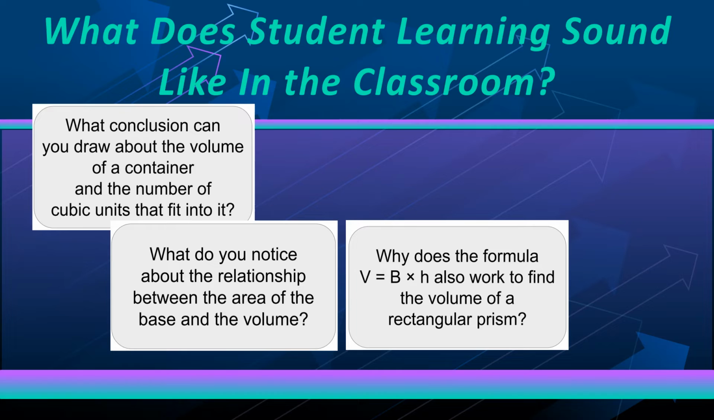Looking at the next 2 questions, students will apply their understanding of area, length times width, to understand how the volume formula, base times height, is another way to solve. The base is the area because we multiply the length times the width to find the area of a rectangular prism.